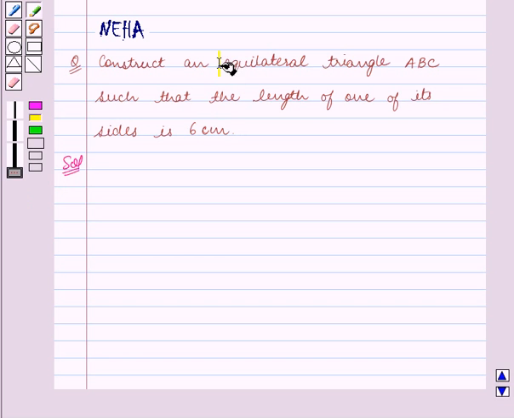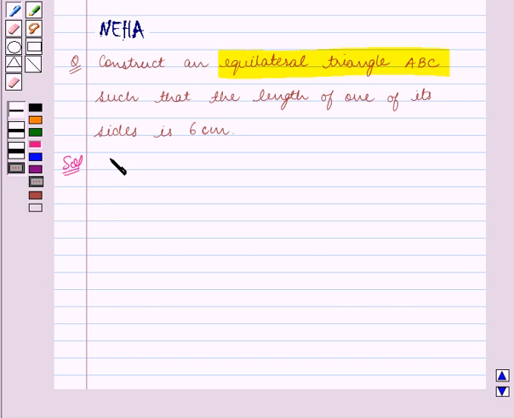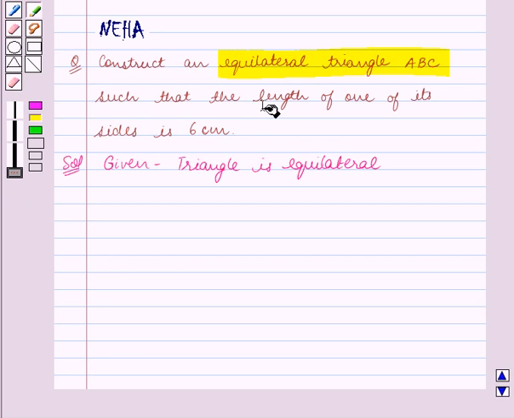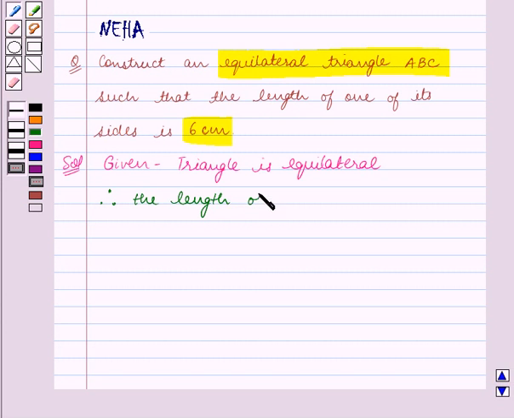Now we are given an equilateral triangle ABC. So we are given that triangle ABC is equilateral. And we know that the length of all the sides of an equilateral triangle is the same, since the length of one of its sides is 6 centimeters. Therefore, the length of all the sides is equal to 6 centimeters, that is, AB is equal to BC is equal to AC is equal to 6 centimeters.